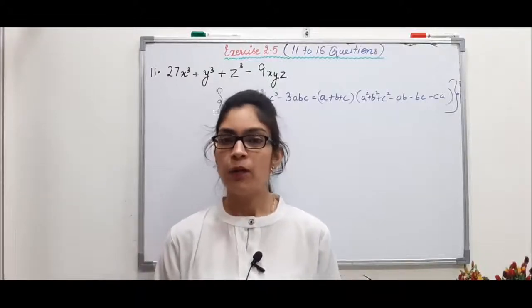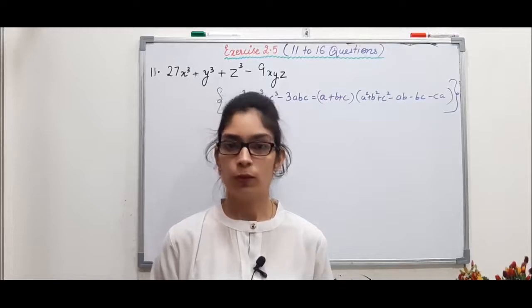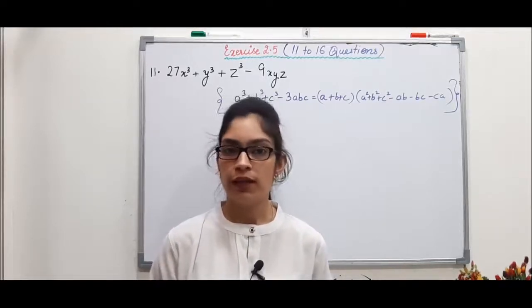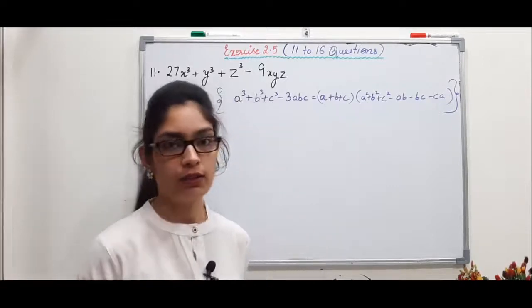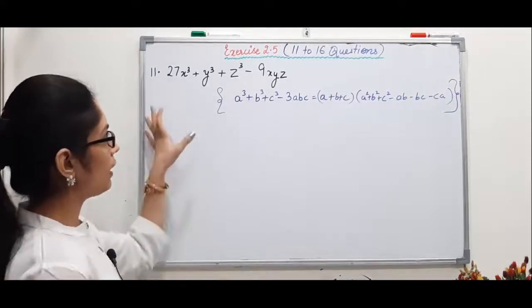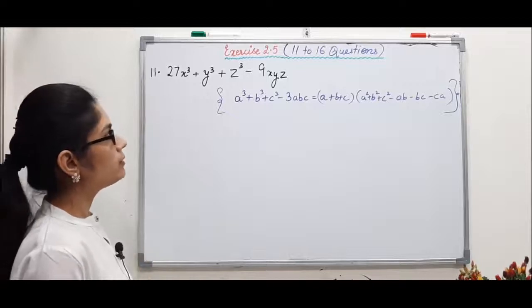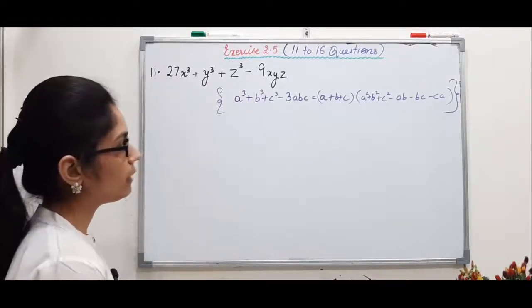Hello everyone, welcome back. In this video, we are going to continue exercise 2.5 of polynomials. We have already completed 1 to 10 questions of this exercise, and in this video, we'll start with the 11th question. In the 11th question, you have to factorize 27x cube plus y cube plus z cube minus 9xyz. So this we have to factorize.